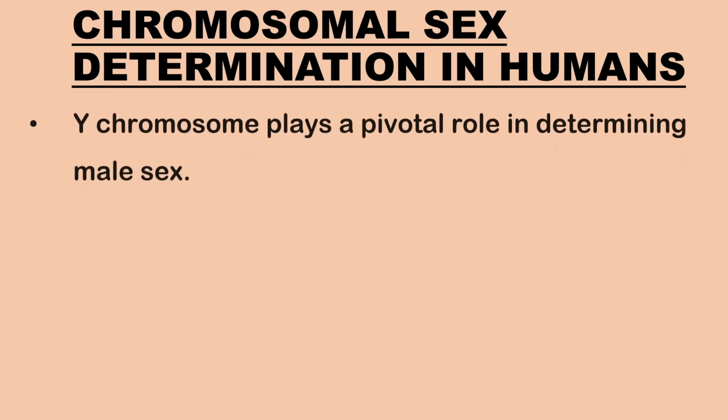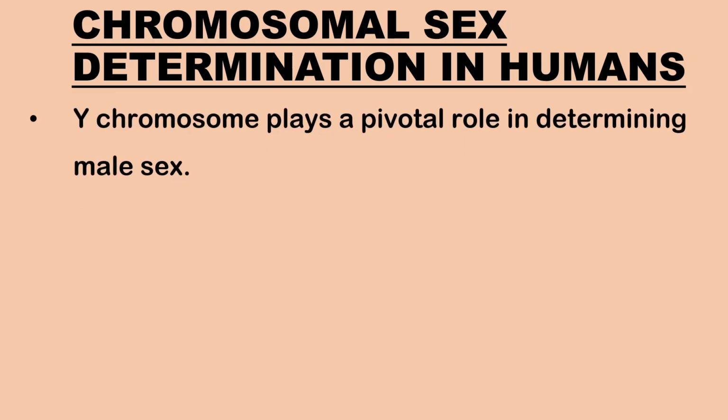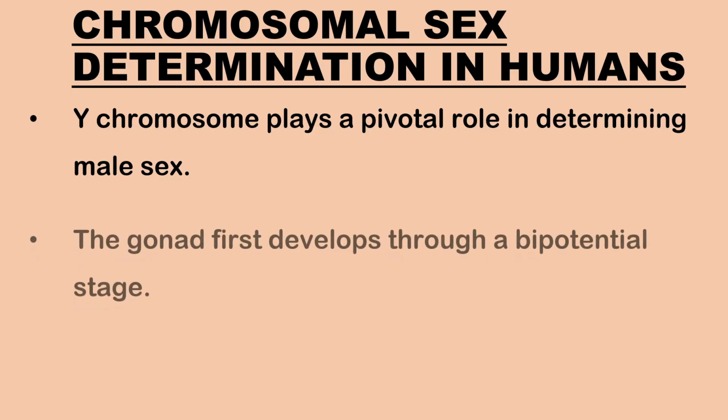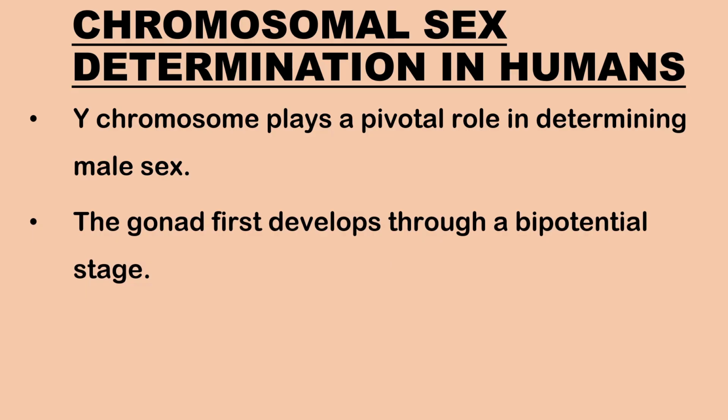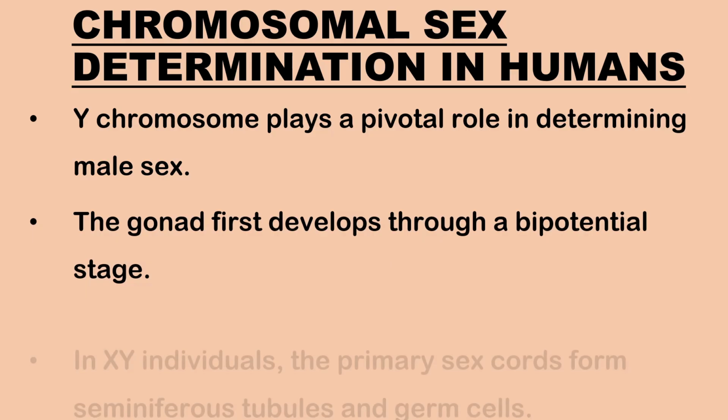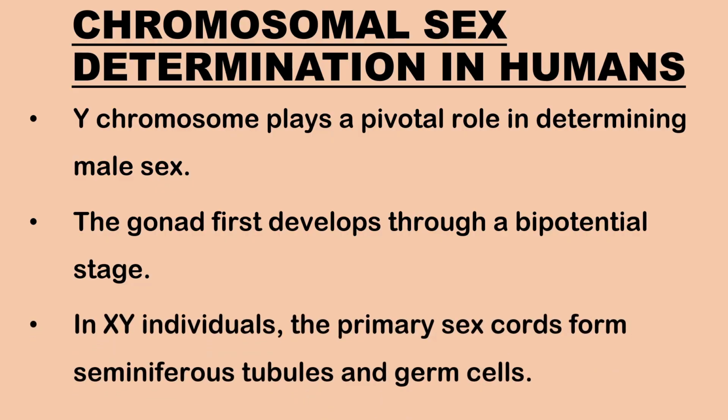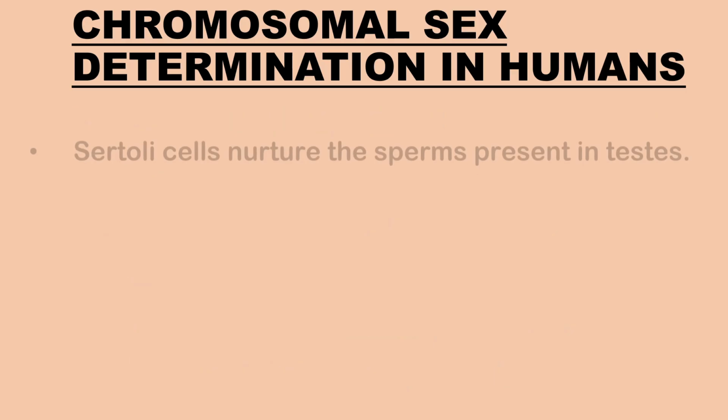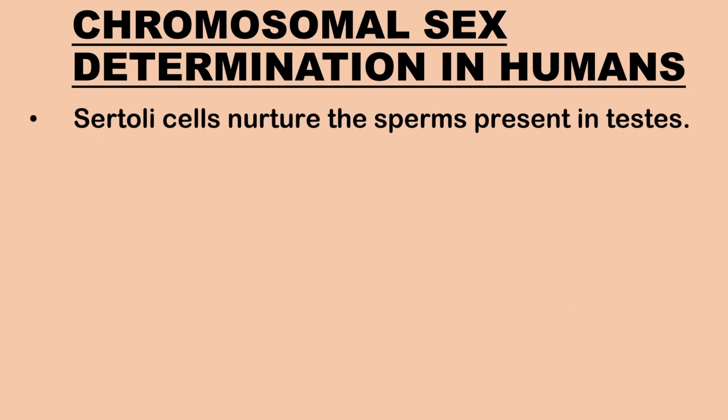Now, let us continue with the topic. The Y chromosome plays a pivotal role in determining the male sex. The gonad first develops through a bipotential stage. In the XY individuals, the primary sex cords continue to proliferate and later form the seminiferous tubules and the germ cells which form the sperms. In the seminiferous tubules are the Sertoli cells which nurture the sperms present in the testis.